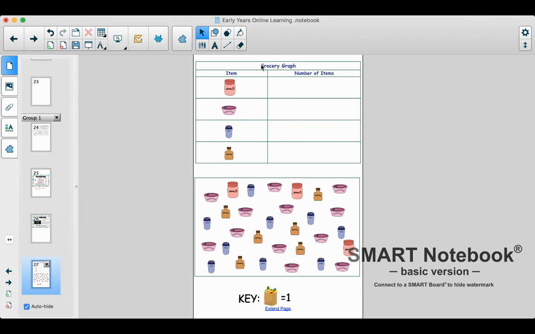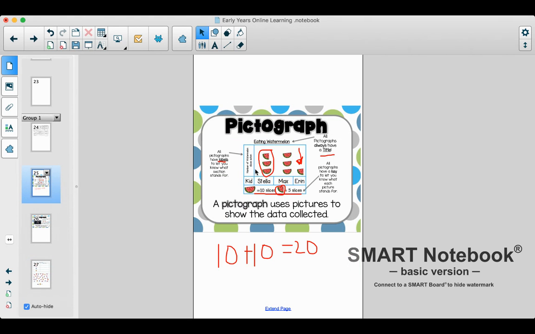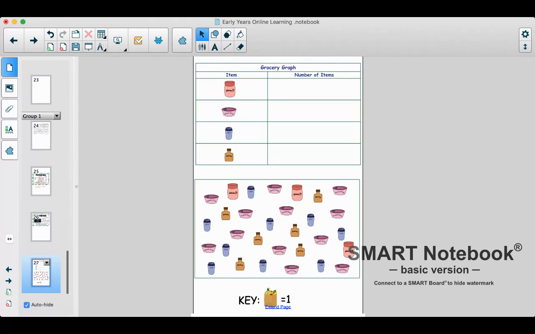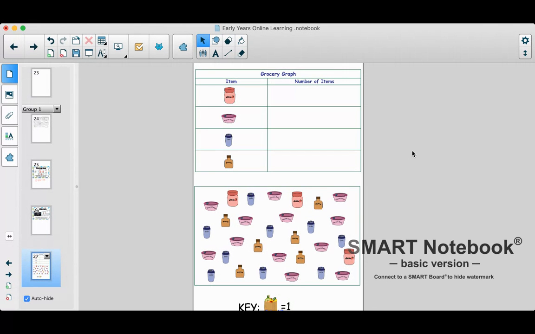So sometimes your pictographs are going to look like a chart. Sometimes your pictographs are going to look more like a graph. Let's do a little bit of this example together. First things first, we have to label our graphs. We did that. Then we need to make our key. Now I don't know if you can see that. Let me make this a little smaller for you.